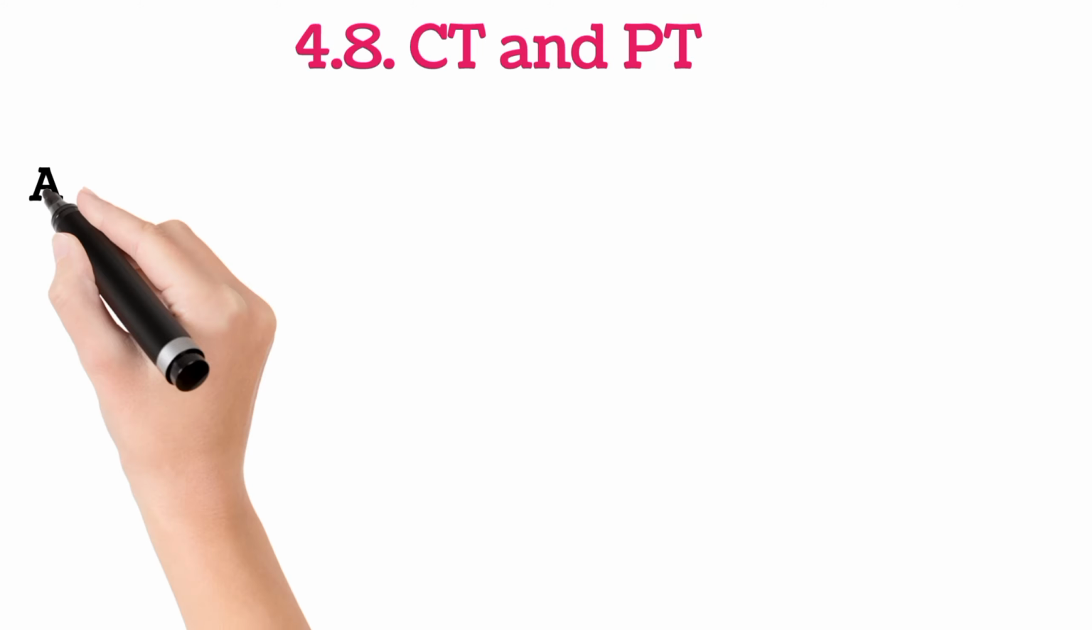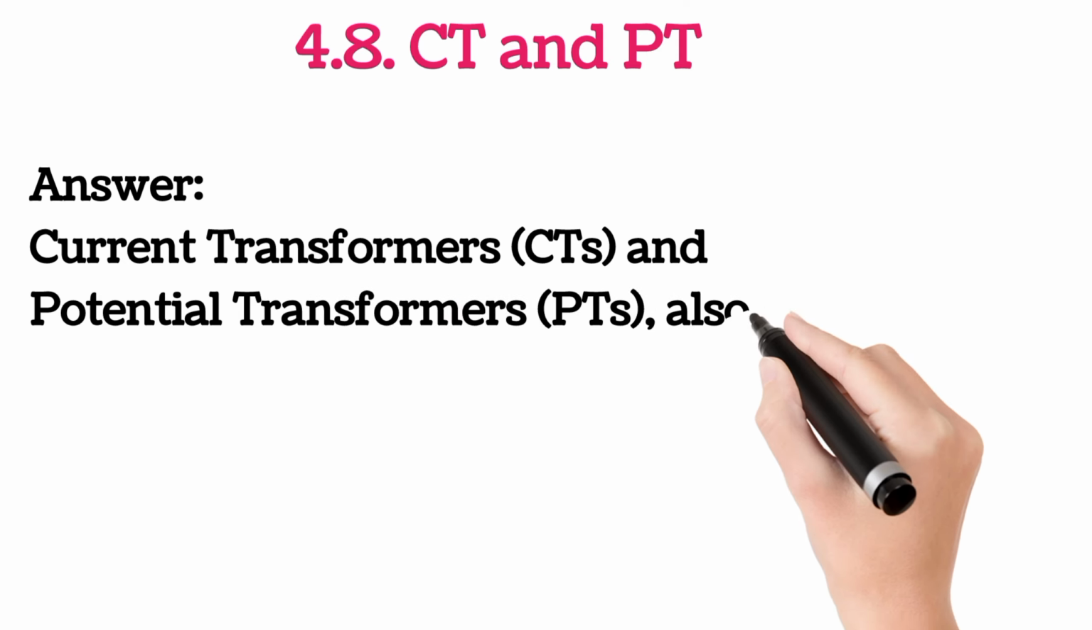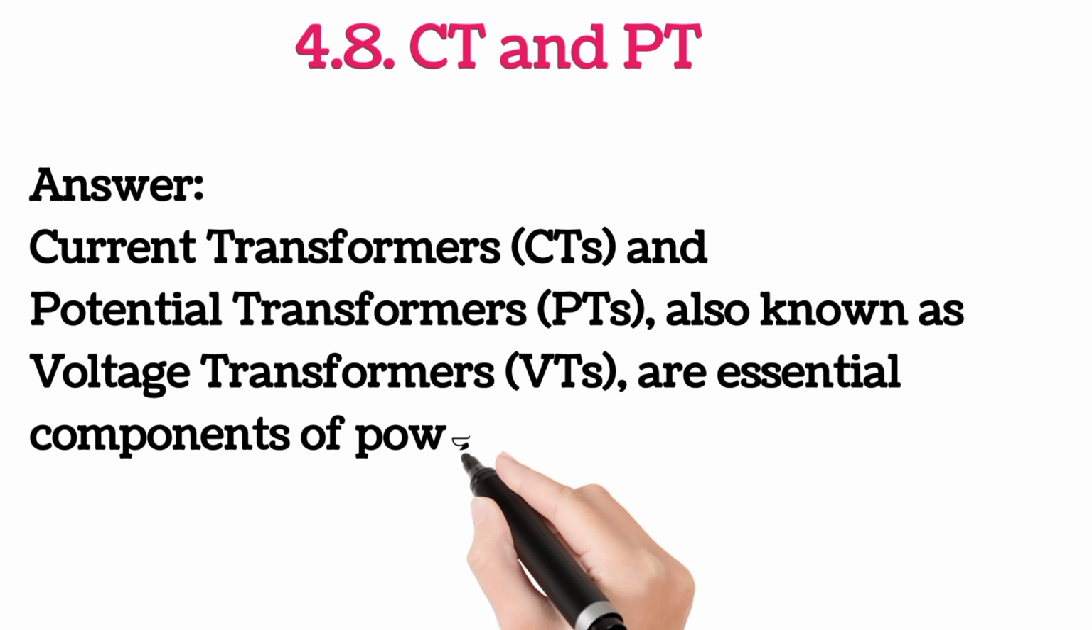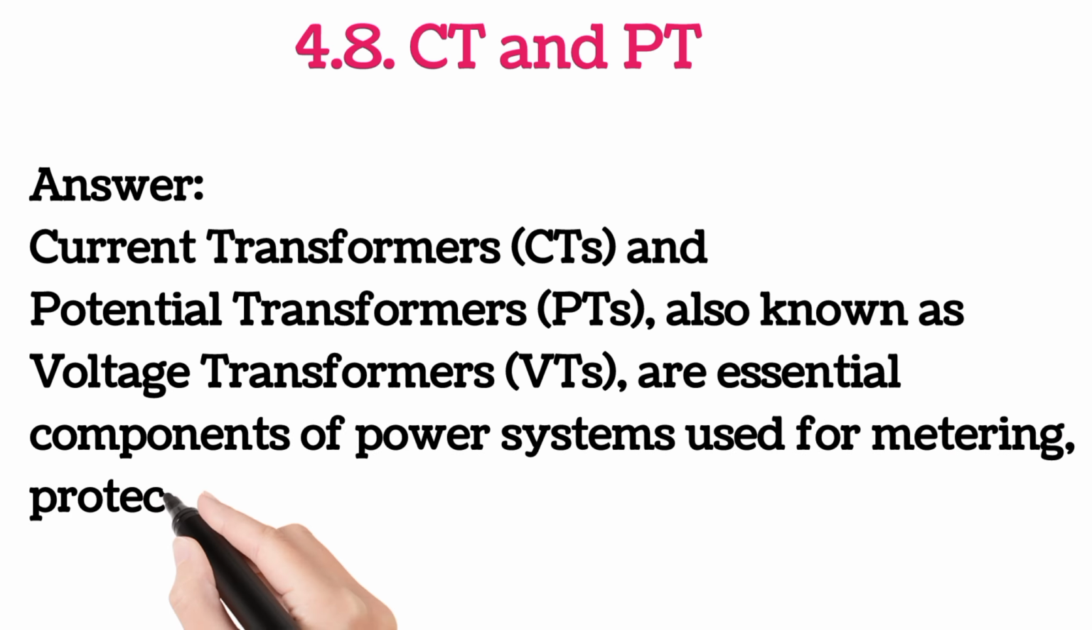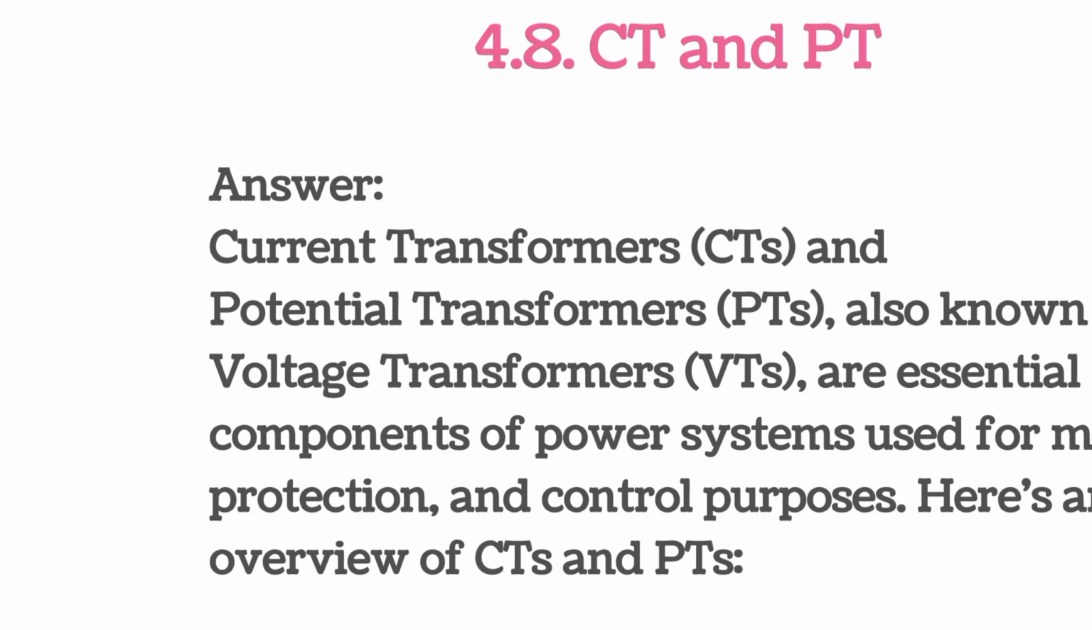4.8. CT and PT. Answer. Current transformers, CTs, and potential transformers, PTs, also known as voltage transformers, VTs, are essential components of power systems used for metering, protection, and control purposes. Here's an overview of CTs and PTs.